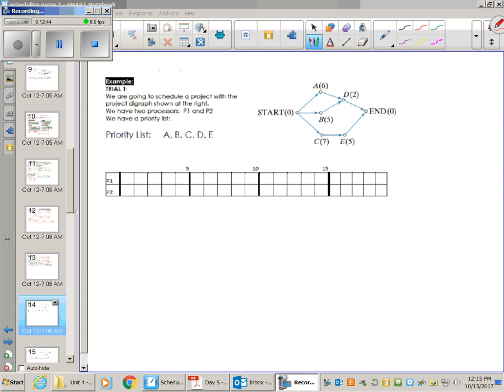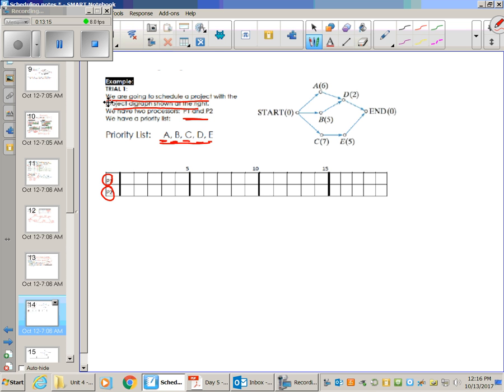I'm going to give you a project diagram, and we are going to be scheduling this project to our 2 processors here below, with the project diagram shown to the right. We have 2 processors, P1 and P2, and we are given a priority list. So this means that I want A to be done before B, before C, before D, and before E. That's the order I would like to go in. So, let's go through this example.